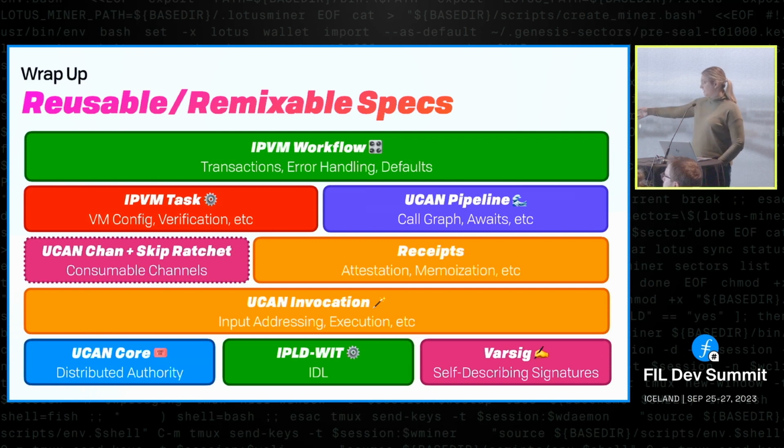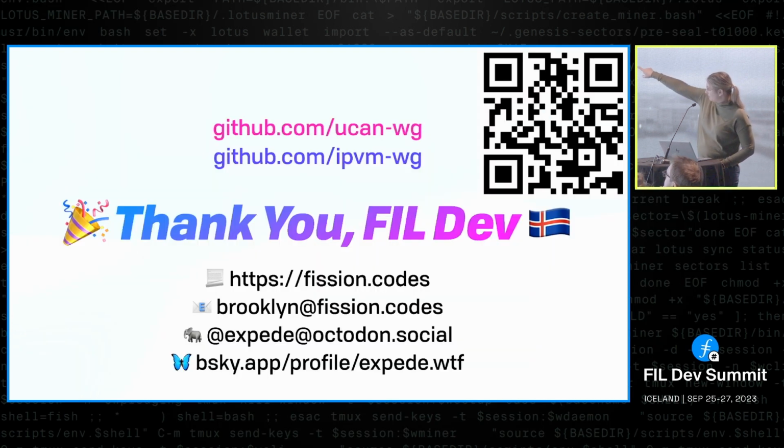Or, let's say you really like invocations and you want to embed those in the DHT or something, which apparently is something people are doing now, there are useful things in here outside of IPVM. Take them, reapply them, get involved. They're all in working groups. So those two there, the UCAN working group and the IPVM working group.